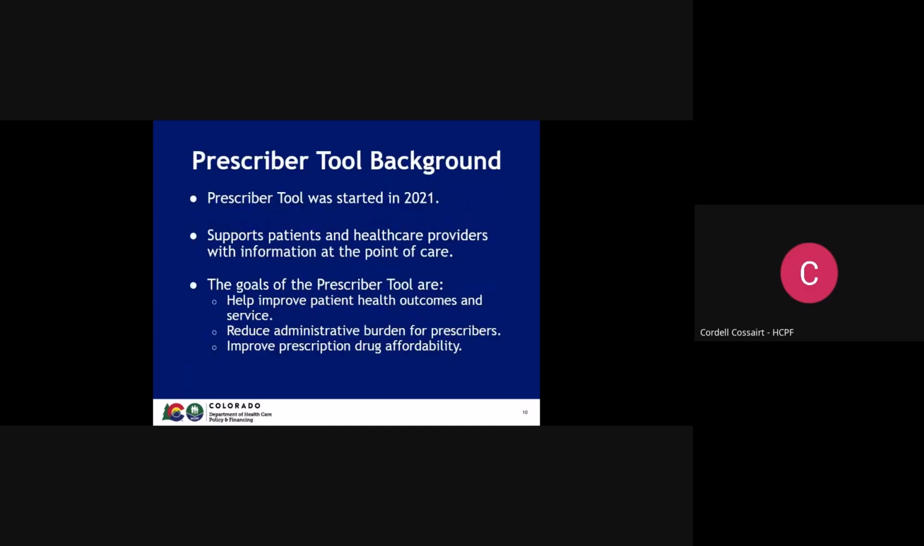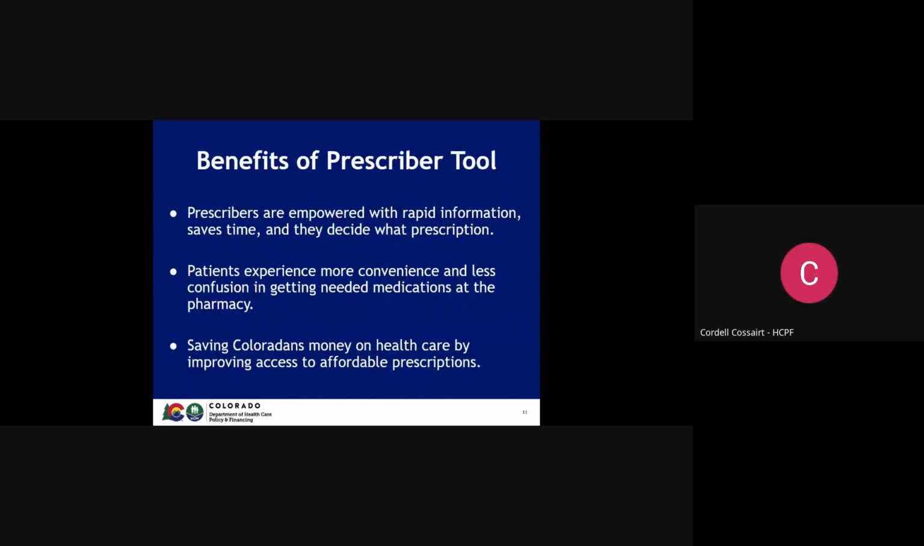The Prescriber Tool started in 2021 to support patients and healthcare providers with information at the point of care. The goals of this tool are to help improve patient outcomes and services, reduce administrative burden for prescribers, and to improve prescription drug affordability. Some of the benefits of the Prescriber Tool are empowering prescribers with rapid information to save time and support with prescription decisions, supporting patients with a smoother, more convenient experience at the pharmacy, and it supports saving Coloradans money on healthcare by improving access to affordable prescriptions.